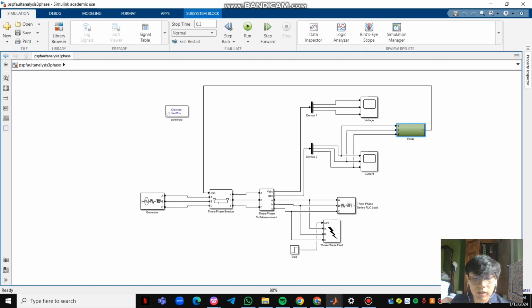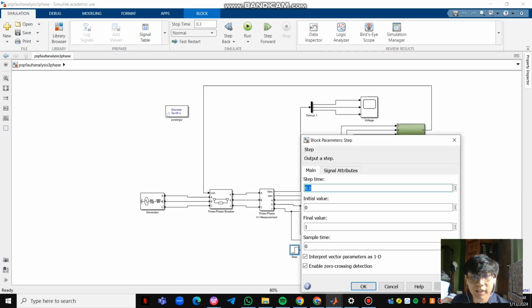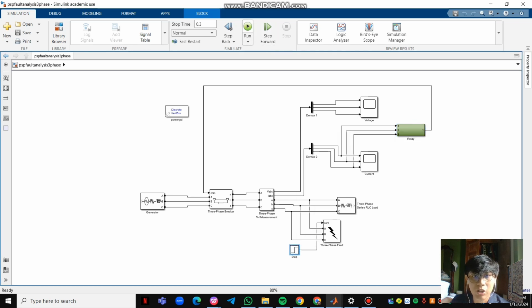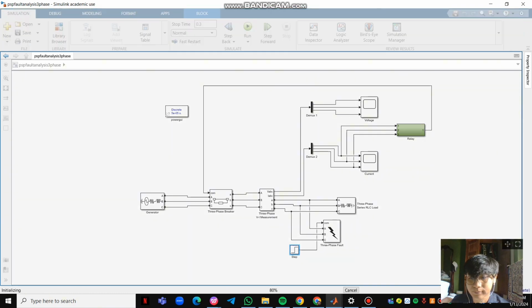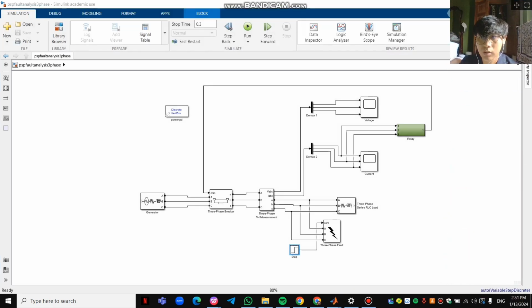As the fault occurs, the relay compares the current and finds it is exceeding the safe limit. So the breaker will operate here, and then we need to set the time here to 0.3. So 0.3 is the stop time, and the fault will occur at 0.1. We have set the time. So next we have to run the simulation. Okay, we have run the simulation.